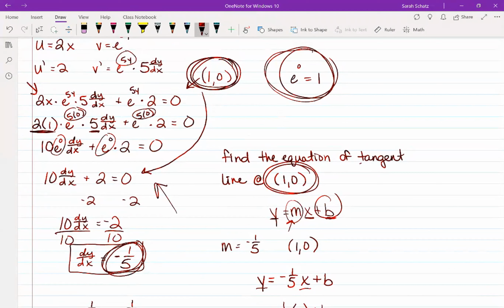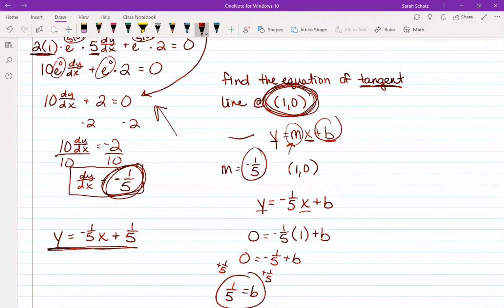So to find the equation of the tangent line, I used that slope of negative 1/5. I used the point given, and I put them into this formula, y equals mx plus b. I solved for b. And then when I had b and m, I put them into the equation. So there was a lot happening. You really just want to take it one step at a time.